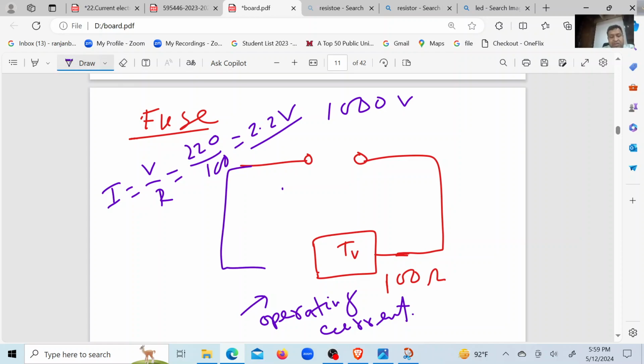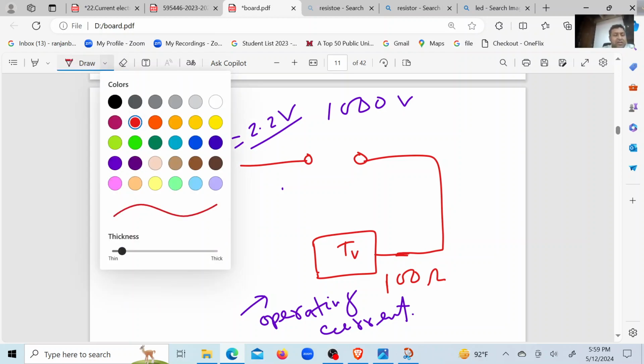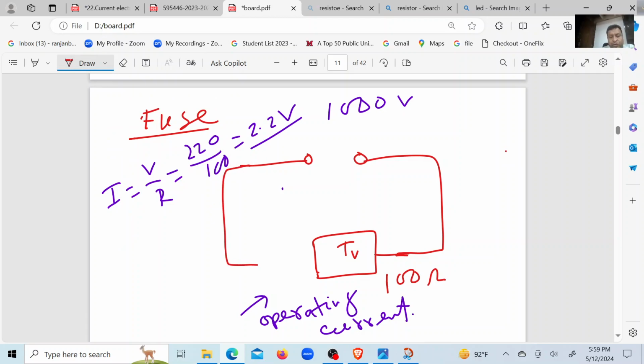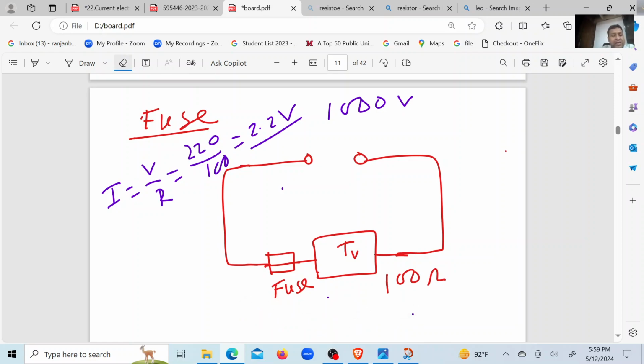Rating of fuse will be a bit higher. It must be a whole number. It is 2.2, you cannot give it 2.3, right? Nearest whole number. This is the symbol of fuse. Don't think it is a resistor. It is fuse. So this time it will use a 3 ampere fuse. Don't think that fuse can reduce the current from 10 ampere to 3 ampere. No, it can burn itself. It sacrifices its life to save the TV, right?